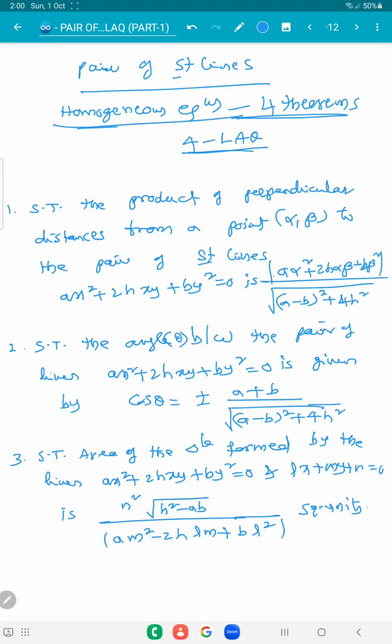Today, I am going to record pair of straight lines, 4 theorems only. Actually, we know that pair of straight lines has 3 parts. For intermediate board, junior intermediate board, the first part is called homogeneous equation. It has 4 theorems. Now I am going to discuss. Non-homogeneous has 2 theorems, and the third part is homogenization.